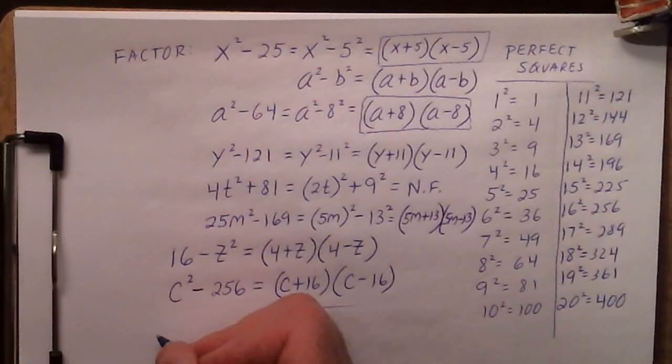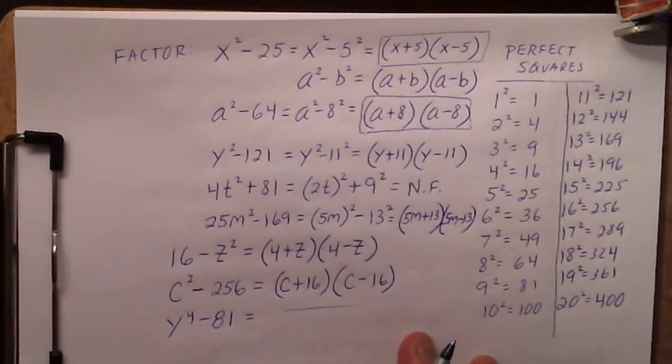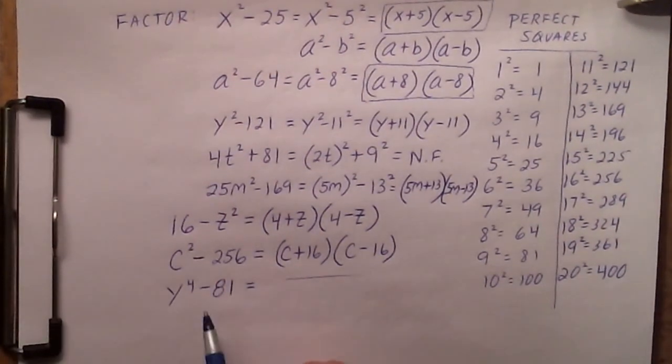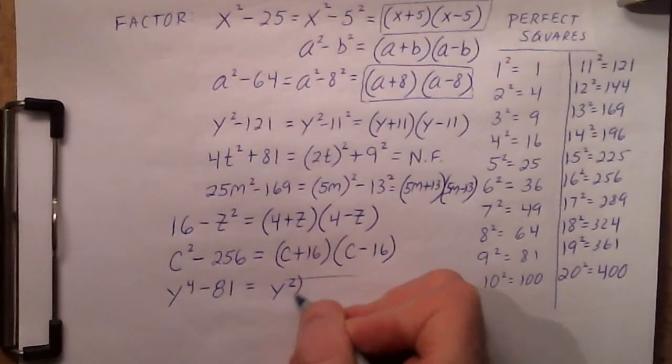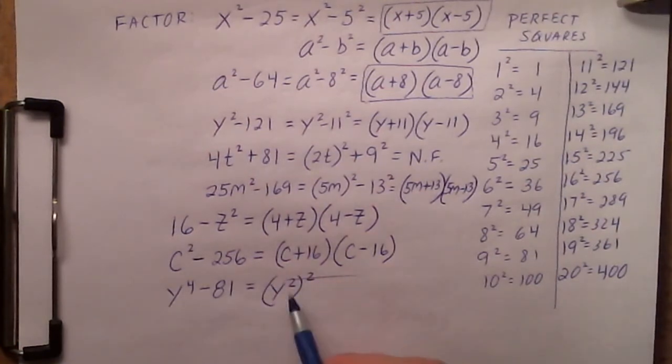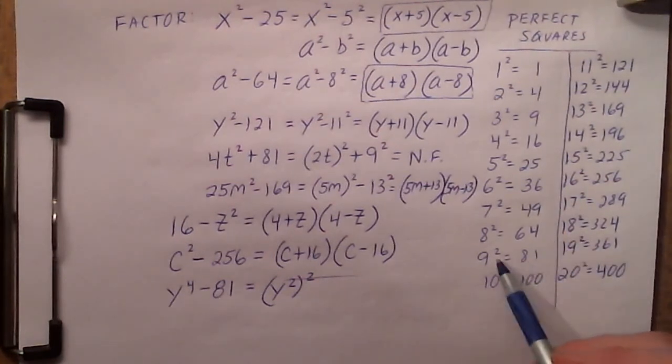Sometimes you may have to do more than one round of factoring, and that will become the case as we wrap up this chapter. Let's try to factor y to the fourth minus 81. Now this one here is going to require that we go a little bit further. Y to the fourth power really is the perfect square of y squared. If you square y squared, you get y to the fourth. And 81 is certainly in our list over here. 81 is a perfect square of 9.